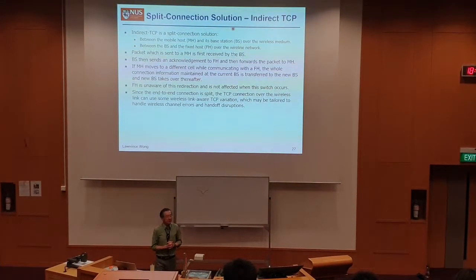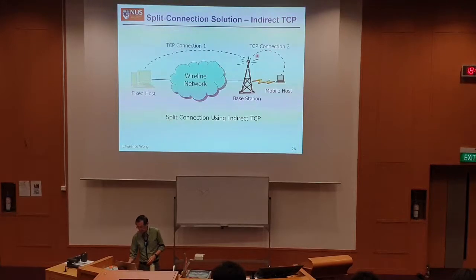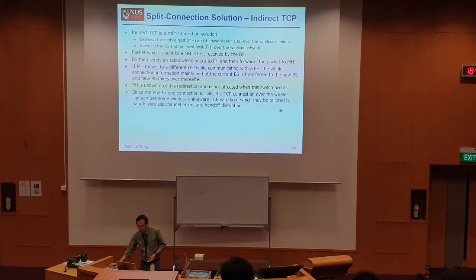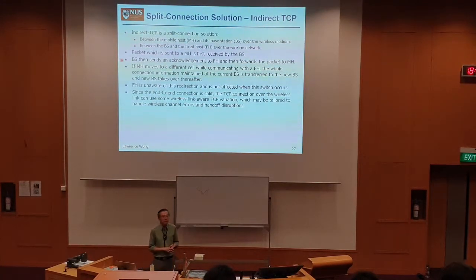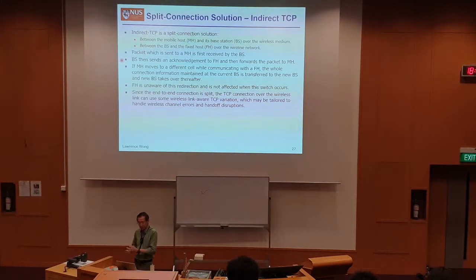So in the indirect TCP, it's a split connection solution, as you saw in the diagram just now. Over the wireless medium between the mobile host and the base station is one connection, and between the base station and the fixed host on the wired line is the other connection. Now, a packet which is sent to the mobile host is first received by the base station, as you can see here. The base station then acknowledges to the fixed host and then forwards the packet to the mobile host.